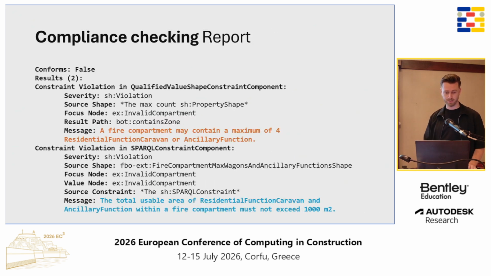And it did. So it was able to create these compliance reports that have both a human readable message stating what is wrong, but it's also machine readable. So it also points to this thing called focus node. So the exact thing in your building data graph that does not comply with the regulation.